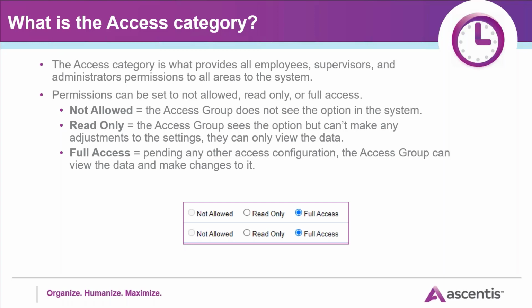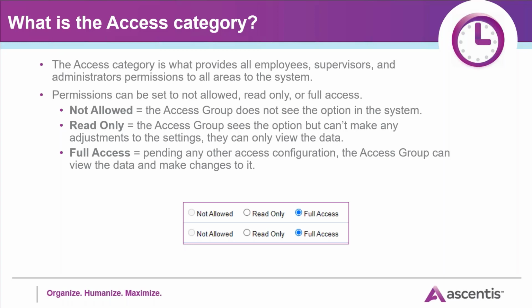The read only will give that access group options to view the information, but they won't be able to make any adjustments to the data. If it's something like the accrual history page, they'll still be able to update any of the date ranges that they want to review, but they can't make any adjustments to that.